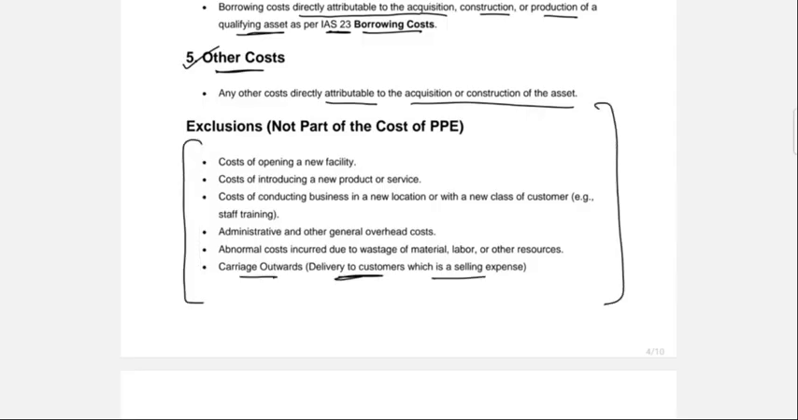Okay. So you must carefully look in the exam at the type of costs that you're presented with to decide whether the cost is going to be capitalized or not.